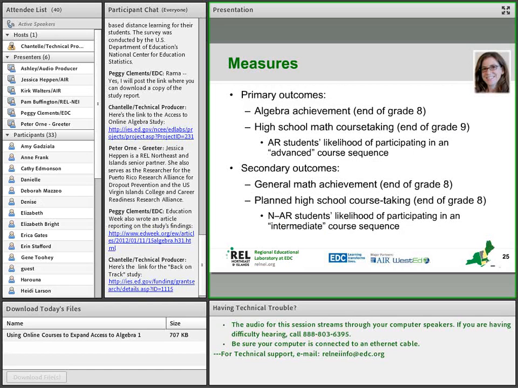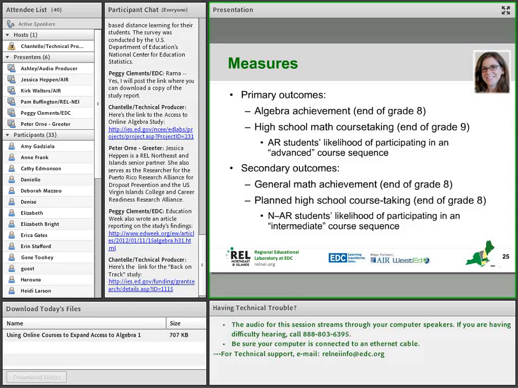The primary outcomes for the study, I mentioned them earlier: algebra achievement at the end of 8th grade and high school math course taking. The algebra-ready students we followed into their first year of high school. So when they left the middle school or the pre-K or the K through 8 school where they participated in the study and either took online algebra or not, depending on whether they were in a treatment or control school, we followed them into high school, found out which high schools they were attending, and collected at the end of 9th grade information about the math classes that they took in 9th grade, the grades that they earned, and then the classes that they planned to take in 10th grade.